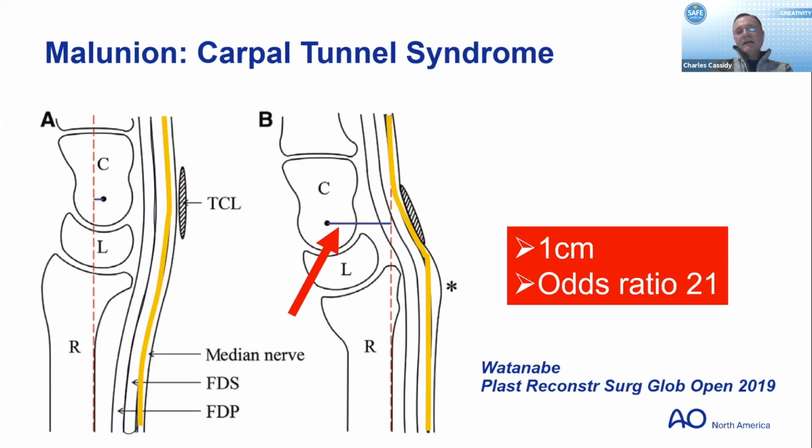And this was a study by Watanabe where he looked at the center of the capitate in relationship to the volar surface of the radius shaft. You can see on the left side, the center of the capitate is volar in a normal wrist. And he determined that if the center of the capitate translates dorsally more than a centimeter, the patients are 21 times more likely to develop carpal tunnel syndrome. Interesting. And you could see the deformity and displacement of the flexor tendon. So it's not surprising that these patients could develop carpal tunnel and a stiff wrist.